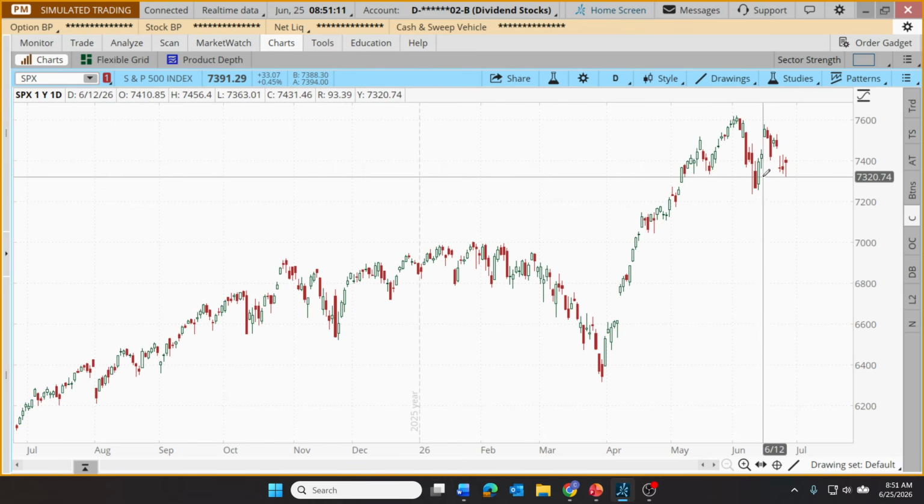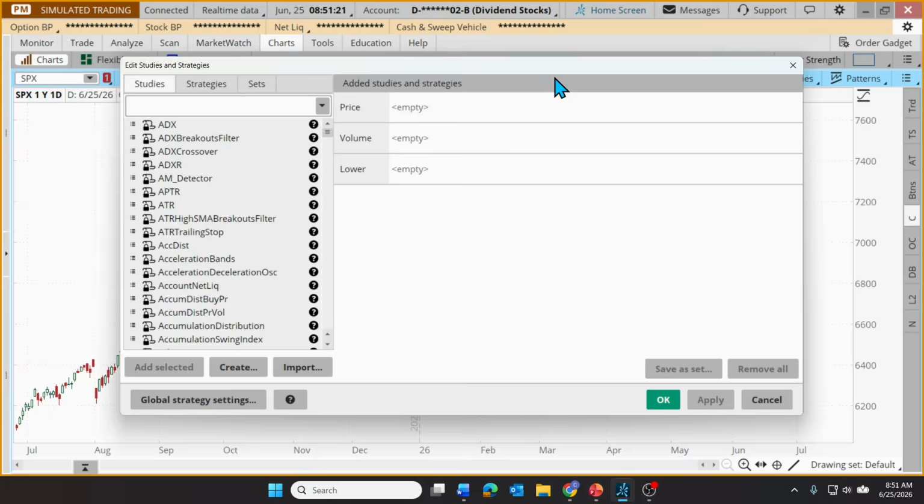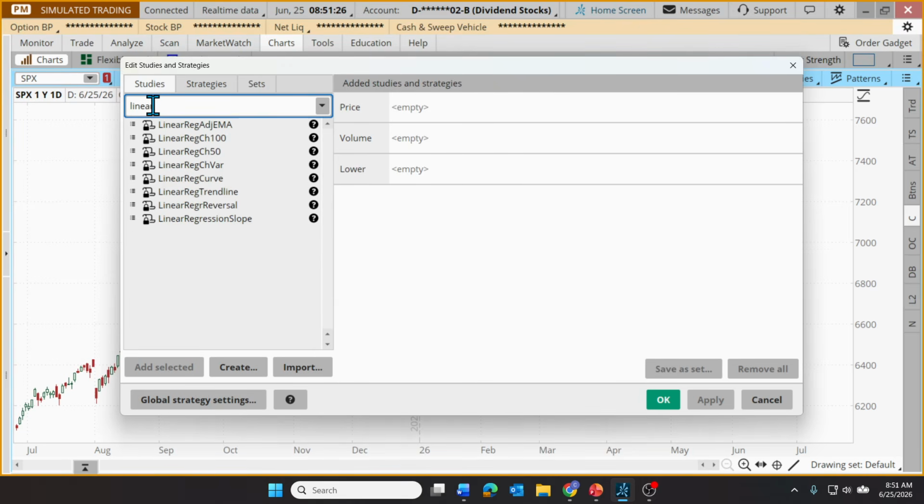Well, for some, they lean on a technical series of indicators known as linear regression lines. So let's quickly acquaint ourselves with those. They're added using the studies flask right up here. And I'm going to add 3. So let's click on that flask. We're going to type in linear.